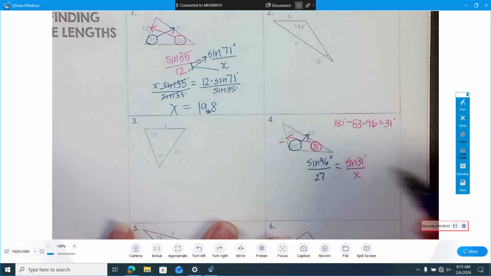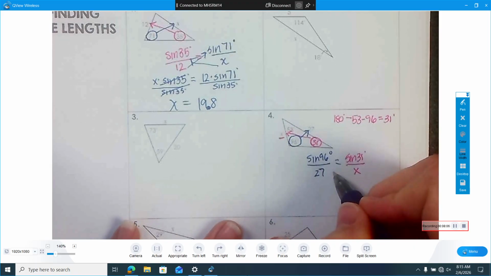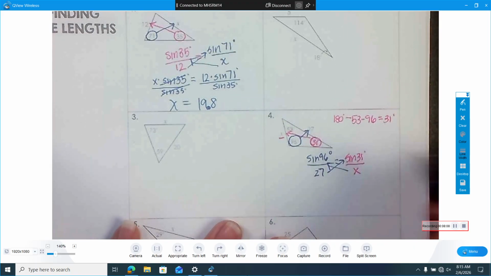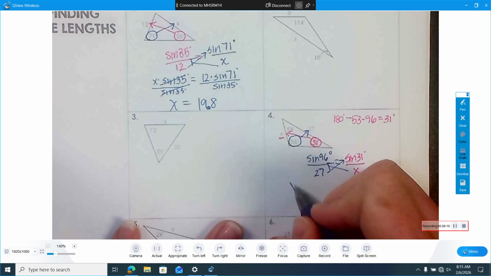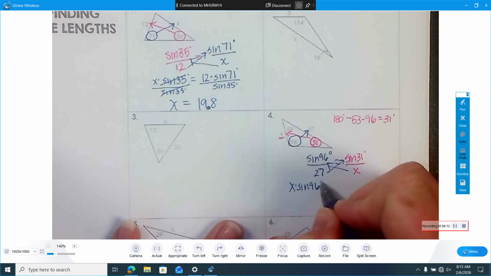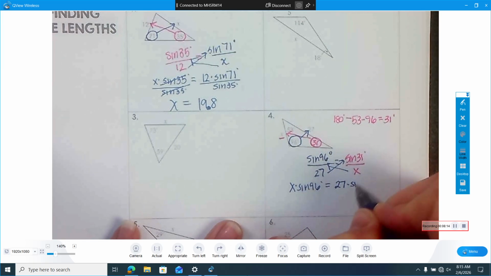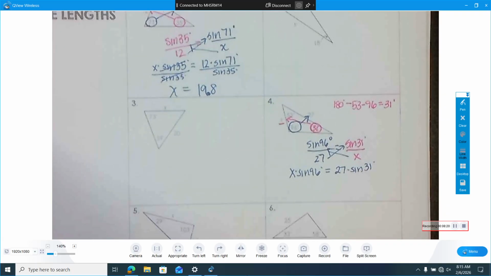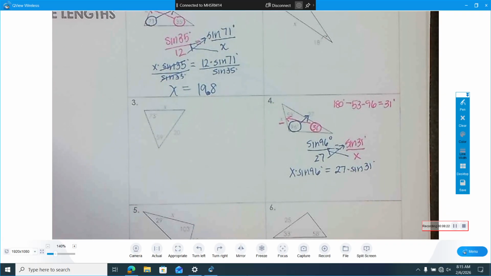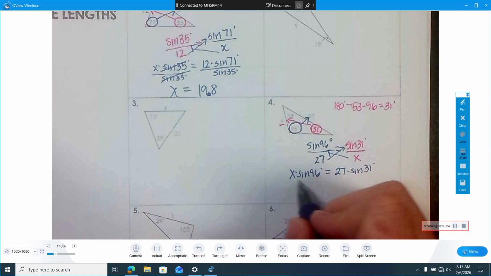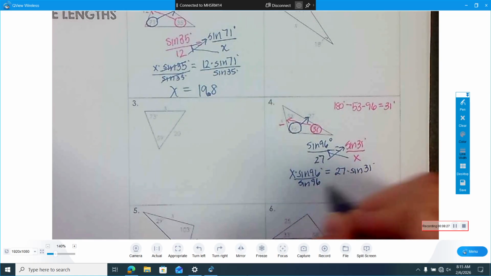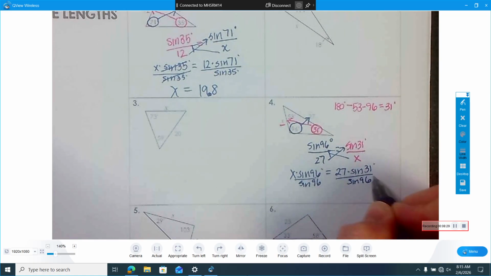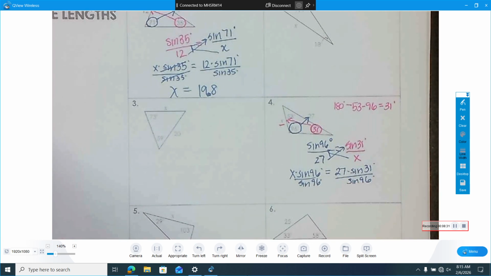Okay. All right. How do we solve for x? Cross multiply. So we get x times the sine of 96 degrees equals 27 times the sine of 31 degrees. And then how do we get x by itself? Divide by the sine of 96. All right, type it in your calculator. Tell me what you get.